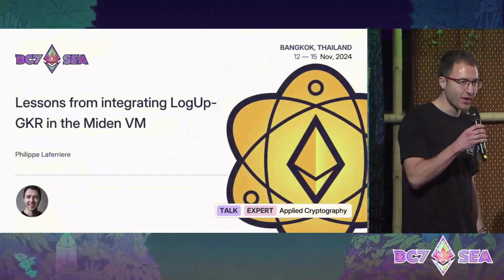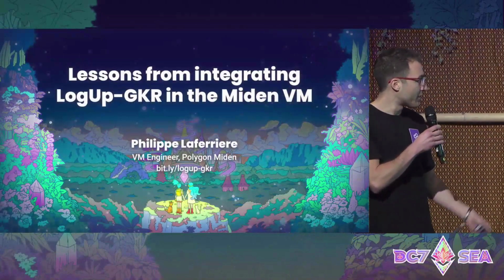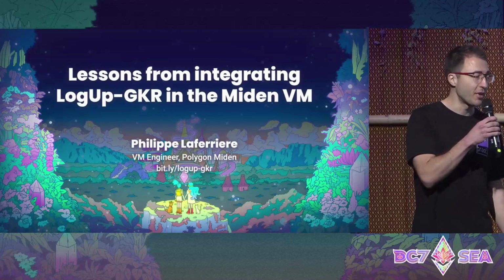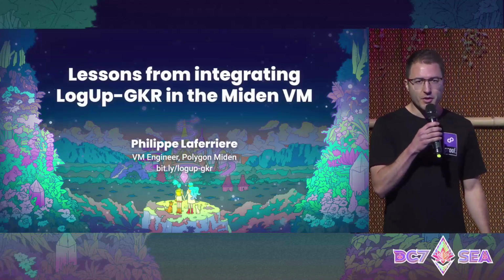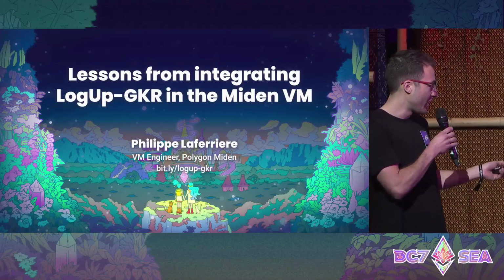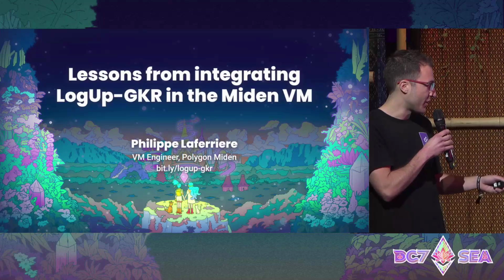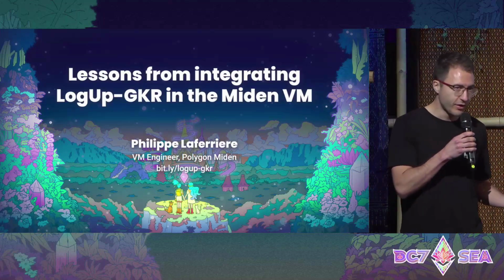So I'm Philip, I work on the Miden VM, and today we're going to talk about our lessons from integrating LogUp-GKR in the Miden VM. It's going to be fairly high level, so I wrote a little HackMD book at bit.ly/logup-GKR, where a lot of the details that we don't cover here are in that book.